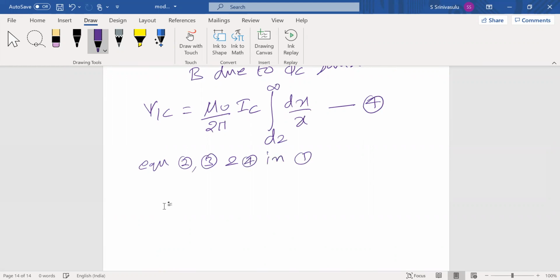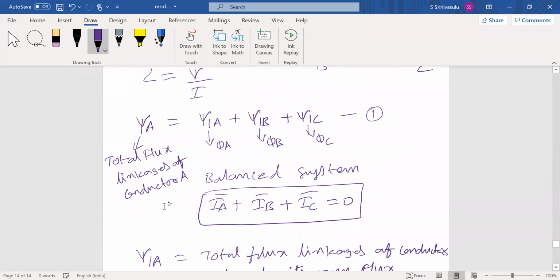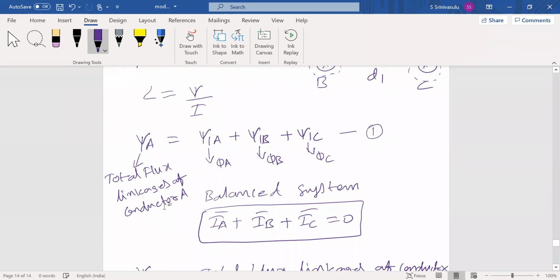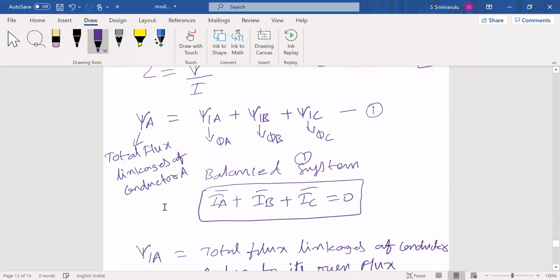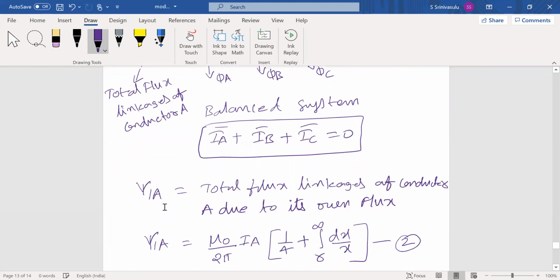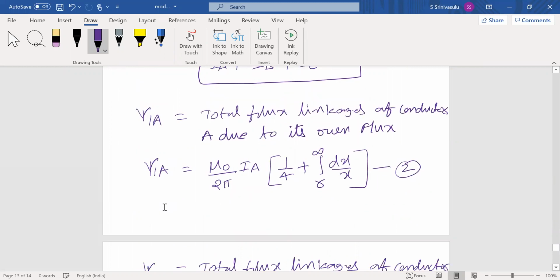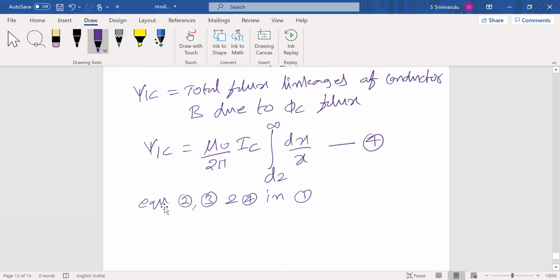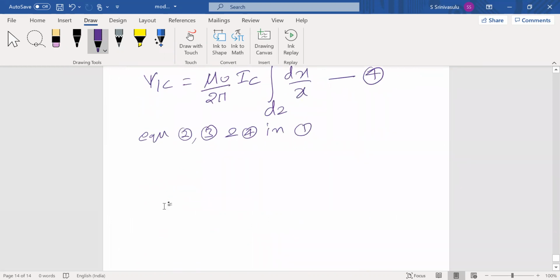Now, what is the first equation? Psi A equal to psi 1A plus psi 1B plus psi 1C. Individually, I found out what is psi 1A in equation number 2, psi 1B in equation number 3, psi 1C in equation number 4. Substitute all these equations into the main first equation. Then what will psi become?